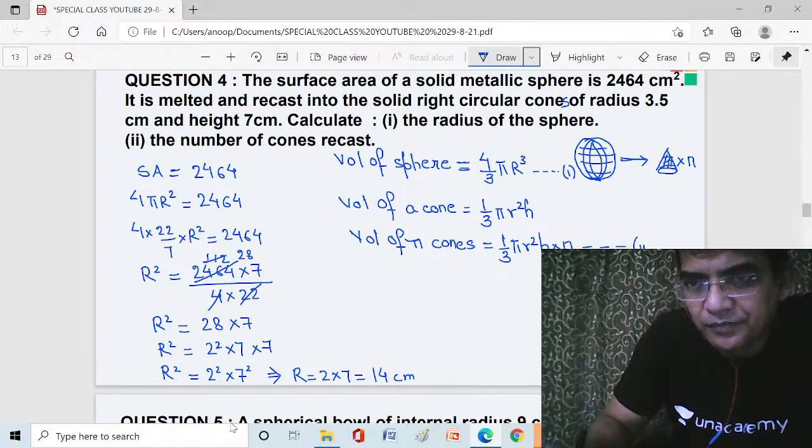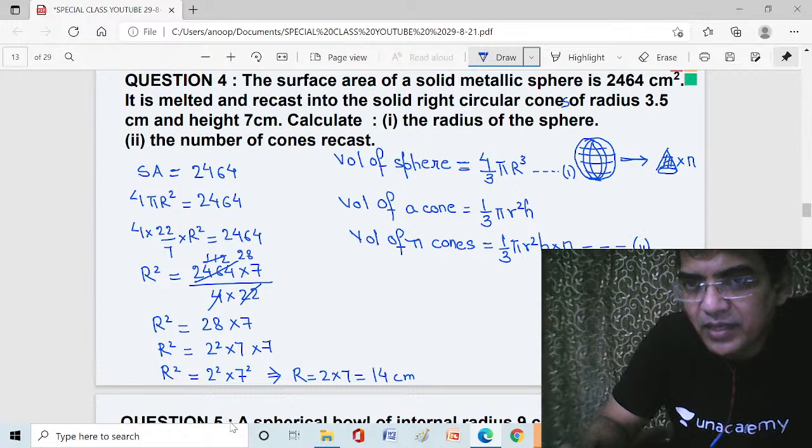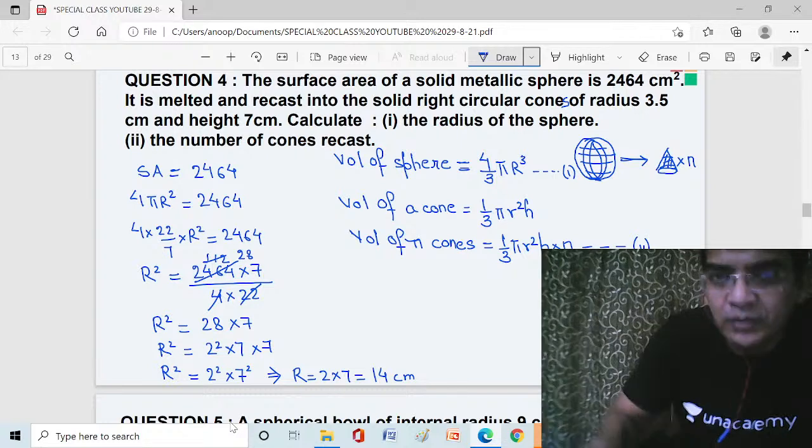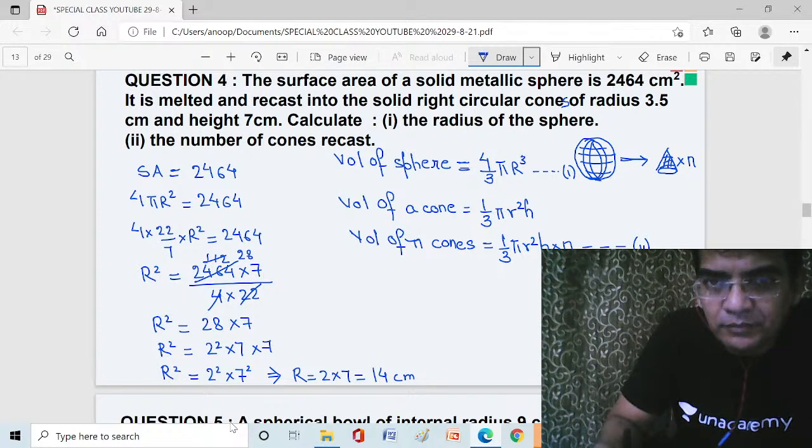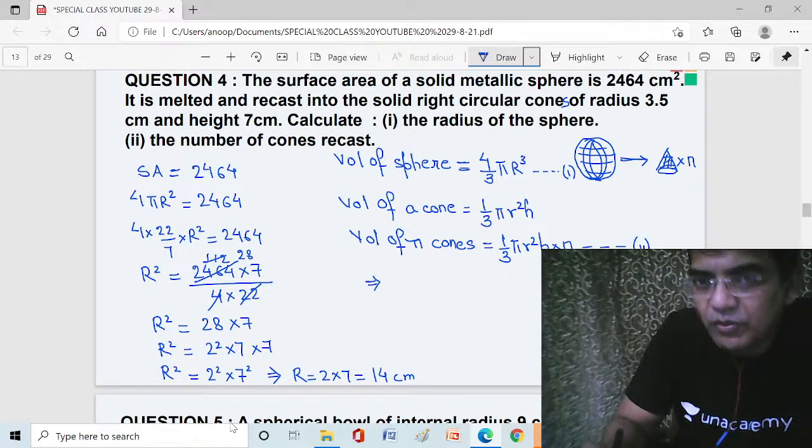Now this 1 represents the volume of a sphere. The second equation represents the volume of n cones. And remember, whenever you are casting one solid into another one, volume will be equal. So we will be equating their volumes. So volume of n cones will be equal to volume of sphere. We will be equating their volume.